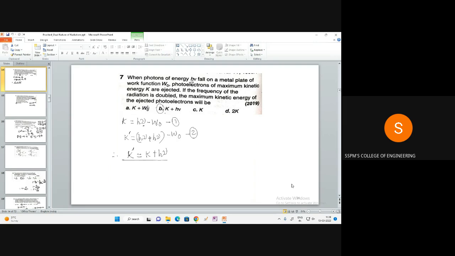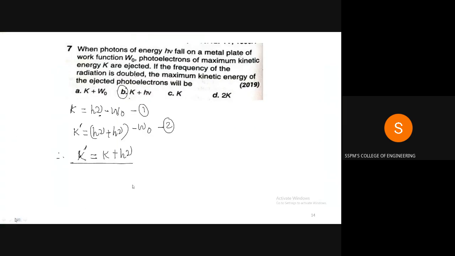When photons of energy h nu fall on a metal plate of work function W0, photoelectrons of maximum kinetic energy K are ejected. If the frequency of radiation is doubled, जर आपण frequency double केली तर maximum kinetic energy of the ejected photoelectrons will be. These are the options.